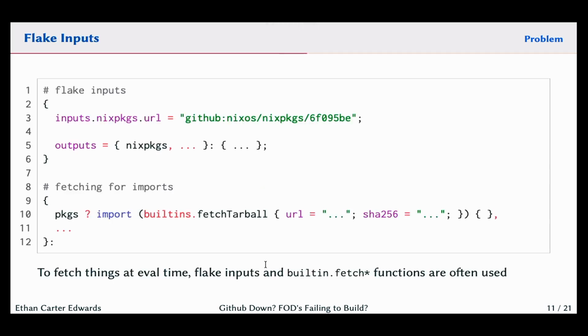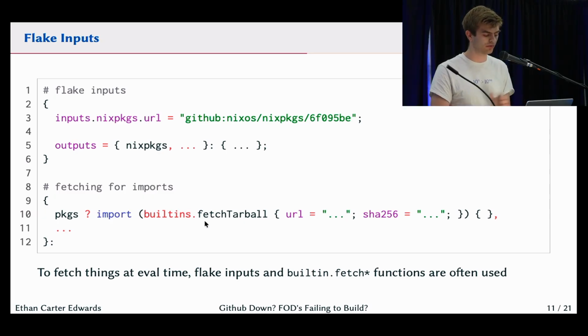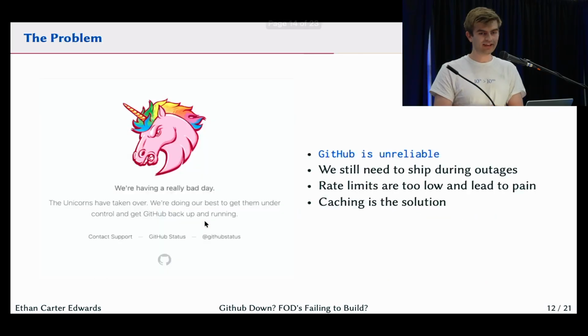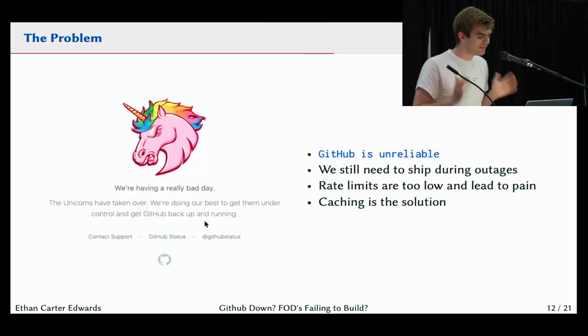Eval time fetching is what it sounds like. We fetch something at evaluation. The two common ways to do this are via flake inputs, which you can see here. You declare inputs, or via something like the built-in set of functions to fetch things. Built-in fetch tarball is very common. You'll see it in old Nix channel non-flake setups in order to fix Nix packages, and then import it into your Nix file. But the issue is that when we're fetching, we're often fetching from GitHub.